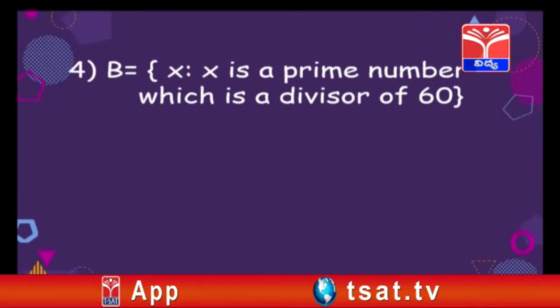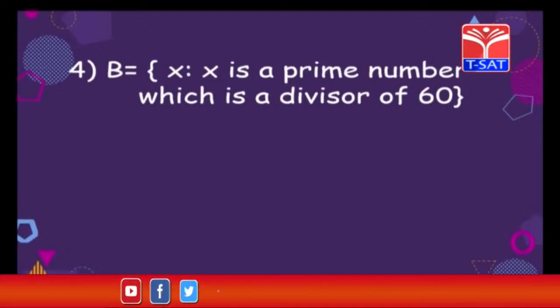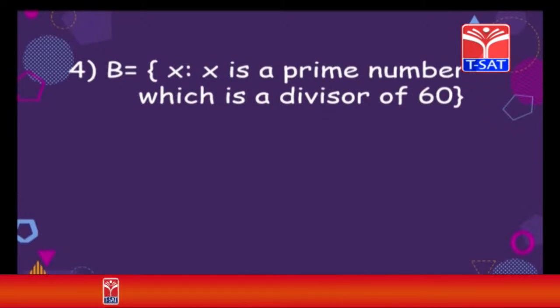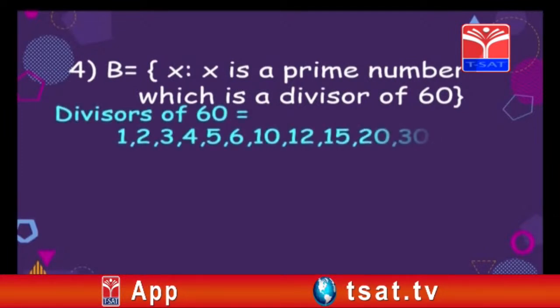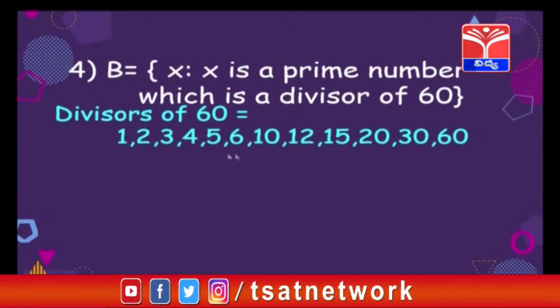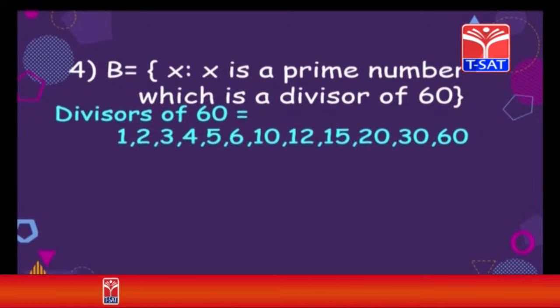Let us take an example B, which is a set of all x such that x is a prime number which is a divisor of 60. If you understand, the elements of the set B should be prime numbers and also should be the divisors of 60. So, let us see what are the divisors of 60, which means the numbers which divide 60 exactly. They are 1, 2, 3, 4, 5, 6, 10, 12, 15, 20, 30 and 60.